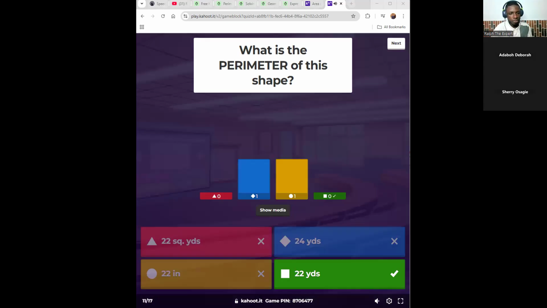Okay, so you picked 24 yards. I picked 22 inches. The answer is 22 yards. I hope you know why it's 22 yards. Do you have an idea?